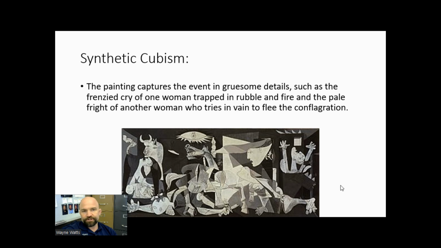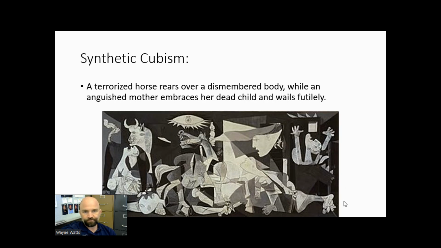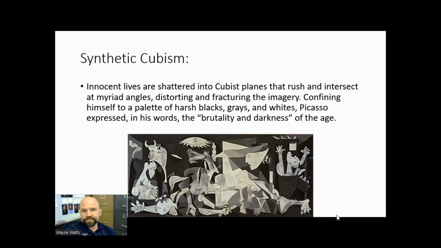The painting captures the event in gruesome details, such as the frenzied cry of one woman trapped in a rubble and fire, and the pale fright of another woman who tries in vain to flee the conflagration. A terrorized horse rears its head over a dismembered body, while an anguished mother embraces her dead child and wails futilely. Innocent lives are shattered into cubist planes that rush and intersect at myriad angles, distorting and fracturing the imagery.